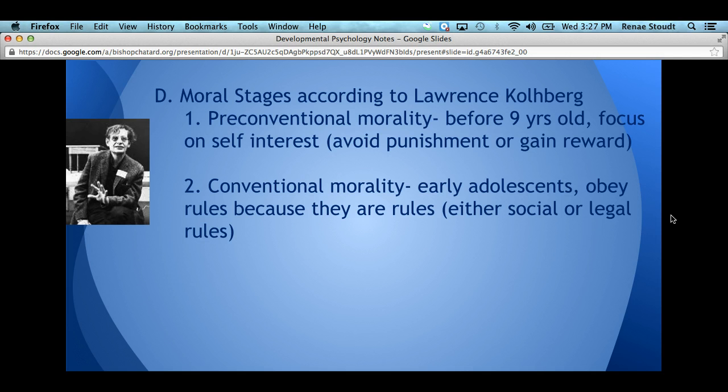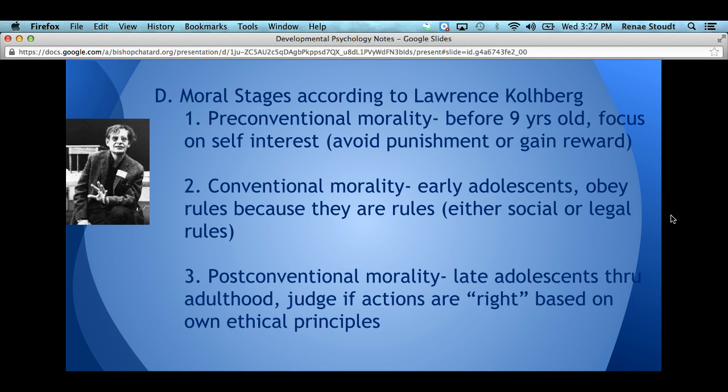So somebody in a conventional morality stage would say that Heinz should not have taken the drug because it's against the law. That would be their reasoning. Okay, so that's conventional morality.